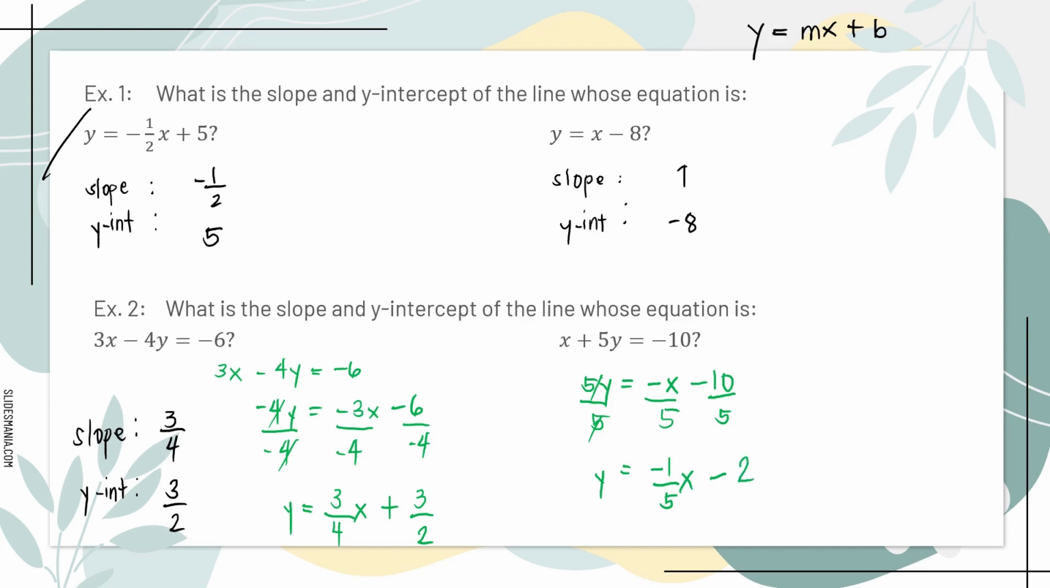Is that our final answer? Not yet. Get the slope and get the y-intercept. So for the slope, you'll have negative 1 over 5, right? It's here. For your y-intercept, you have negative 2. Is this the final answer? Yes, this is already your final answer. So good job for this one.